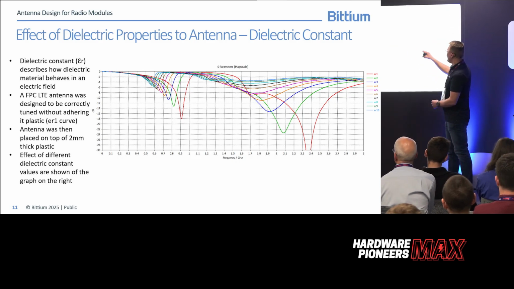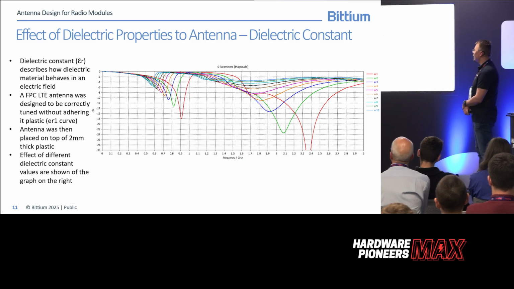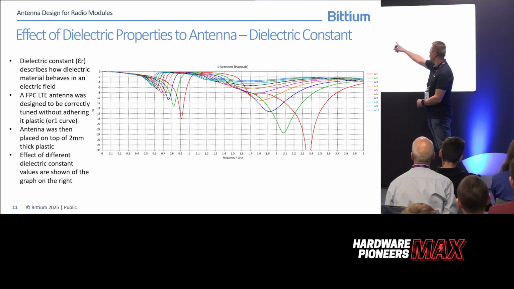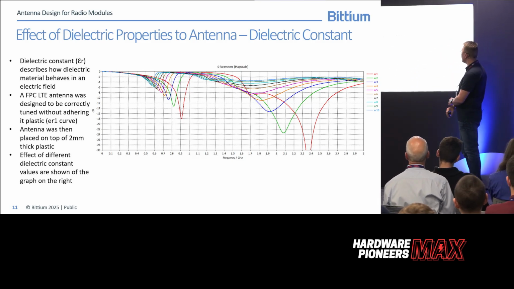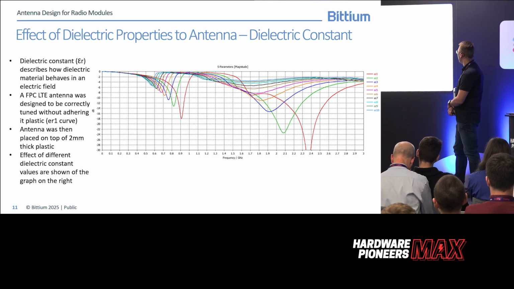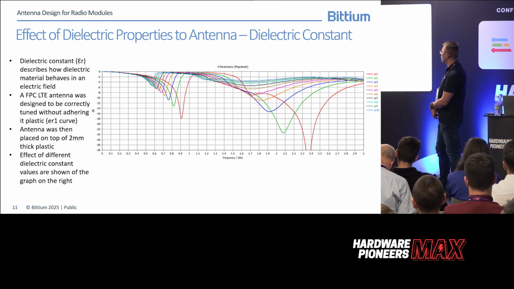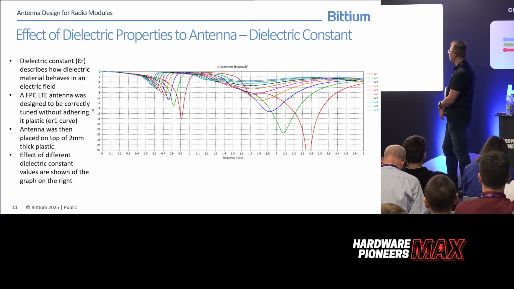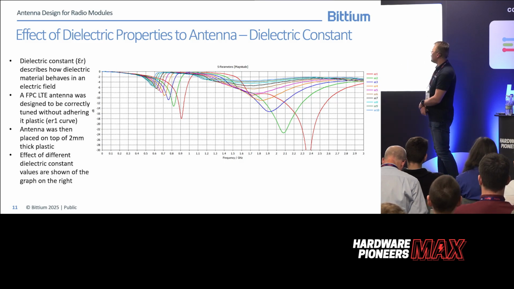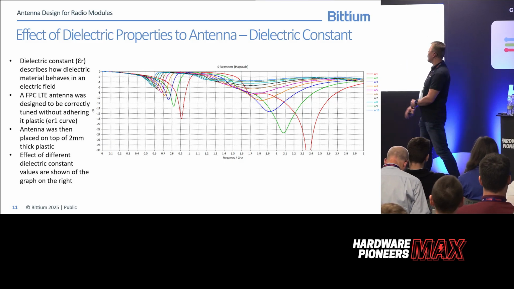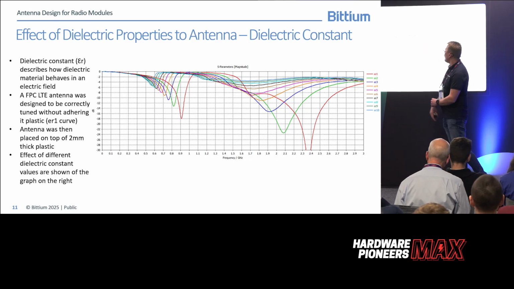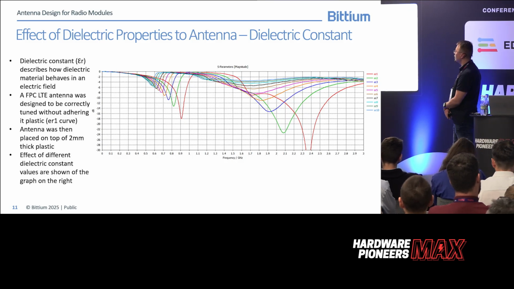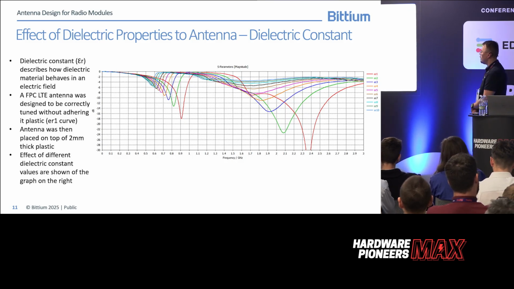So when it is not adhered to any plastic, it is correctly tuned to support frequencies from about 800 megahertz up to 960 megahertz, and from 1700 to 2700 megahertz. But as soon as you adhere this antenna to plastic with a dielectric constant of 2, the antenna will detune to a lower frequency, and you lose connectivity at the 900 megahertz area. And the higher the dielectric constant is, the lower the antenna tuning will go.